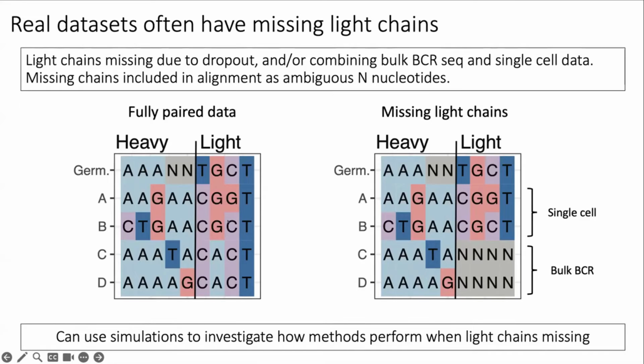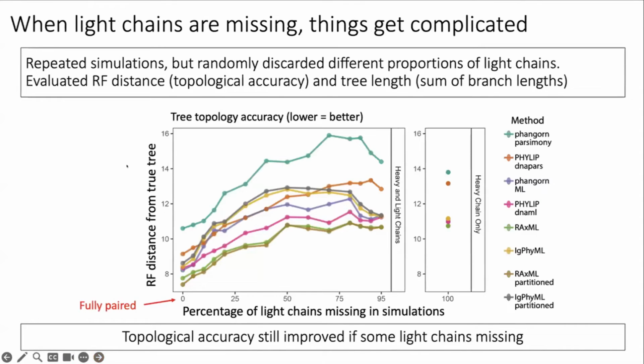So here is our fully paired multiple sequence alignment, where every heavy chain has a light chain. And here is the multiple sequence alignment where some light chains are missing. So here we have our single cell data, and we have our bulk data, which only has heavy chains represented. Now we can use our same simulations to investigate how different methods perform when some light chains are missing. And we found that when light chains are missing, things get a little bit more different between the methods.